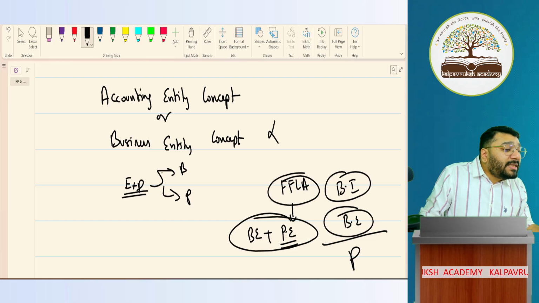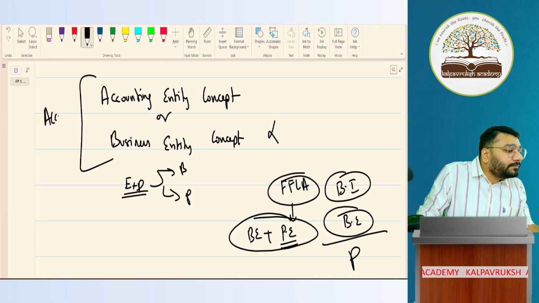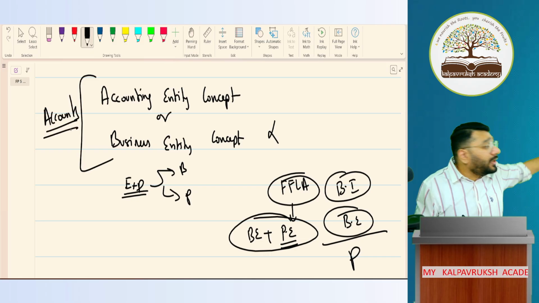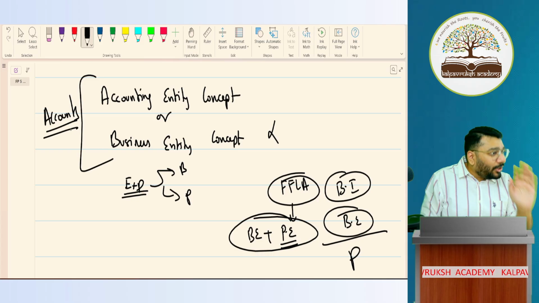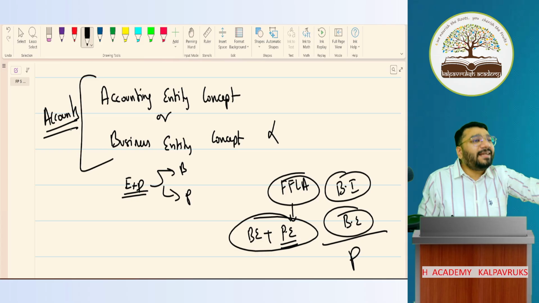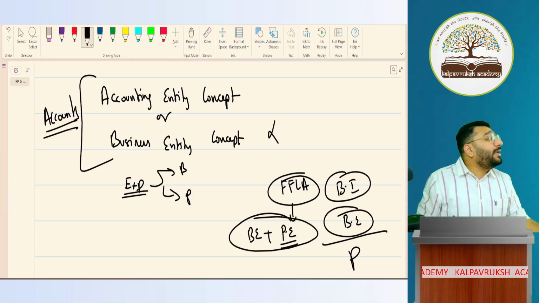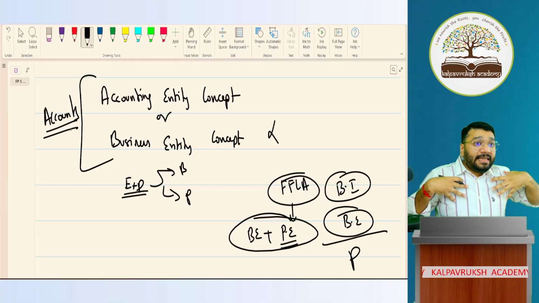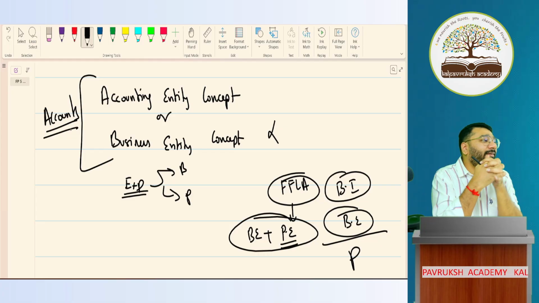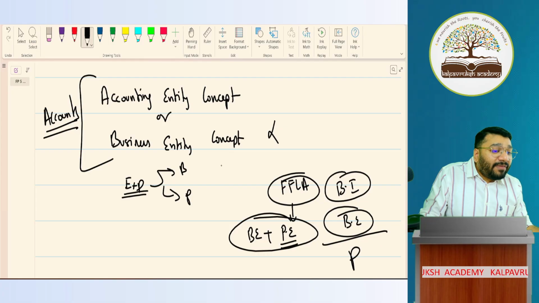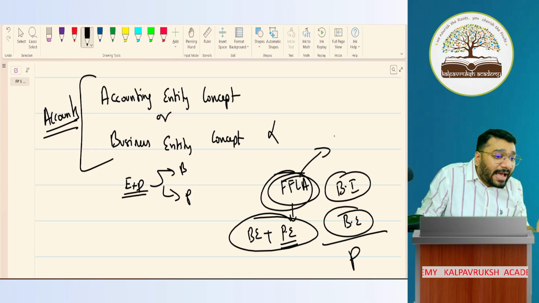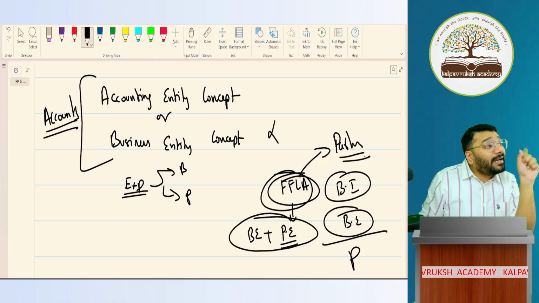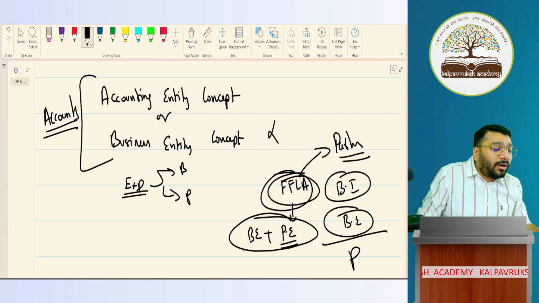Okay. This concept was given by whom? This concept is given by accounts. But law does not agree with this. Law says, to hell with your business entity concept, to hell with your accounting entity concept. As per my viewpoint, the legal viewpoint, you both are one. What does it mean? If FFLA has taken any loan and FFLA does not pay the money, we will attack the assets of the partner, of the owner, because it is unlimited liability. Got it?